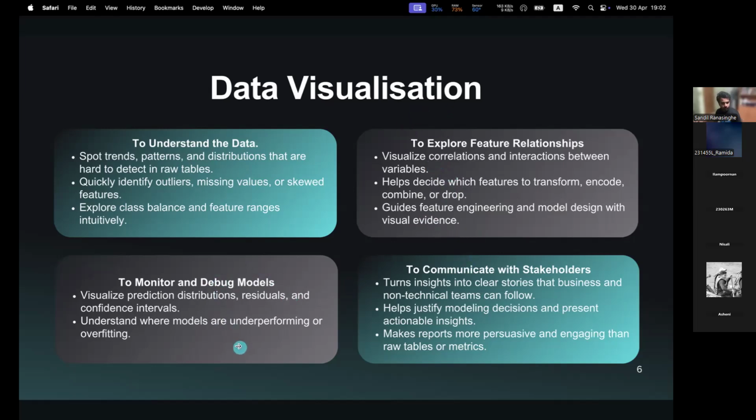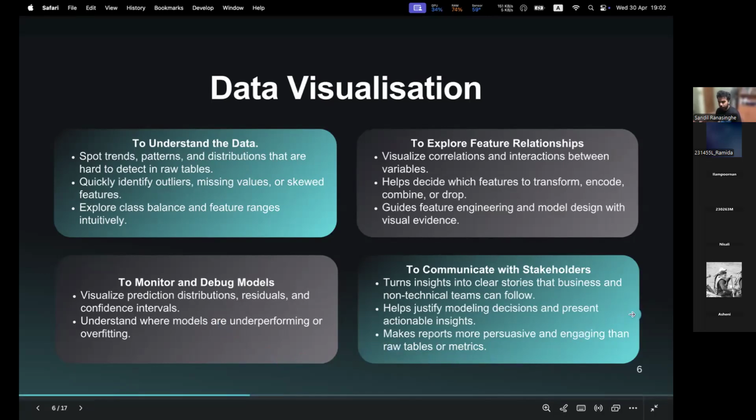And then to monitor and debug models, especially if you have a model, maybe you can plot the predictions the model makes and see, maybe in a scatter plot between two major variables, places where the models are underperforming. For example, maybe the model is underperforming for people who are older than 70 years old. So if you plot a scatter plot and see that most of the false predictions are in that area, maybe that's something you can grasp easily from a visualization.